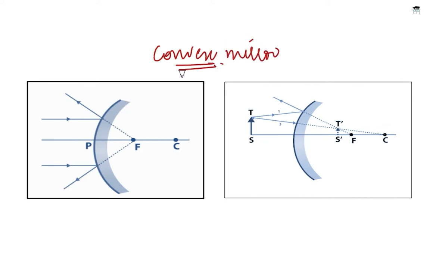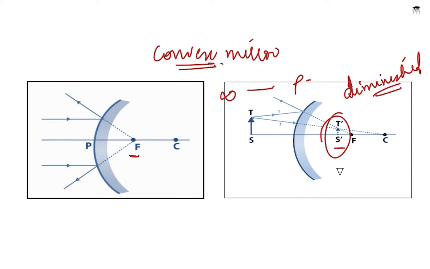In a convex mirror, we just have two cases. The first one is when the object is placed at infinity. When the object is placed at infinity, the image is formed at the focus. And the second is when the object is placed anywhere between infinity and the pole, then the image is formed between the pole and the focus and the image is diminished. Okay, so the image is diminished.